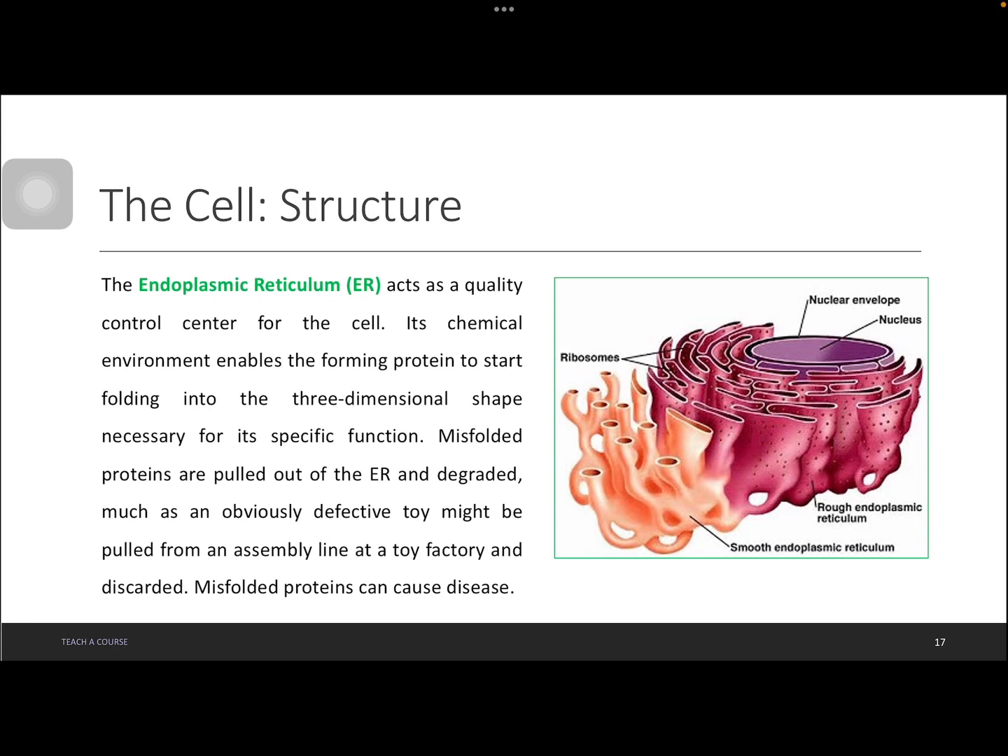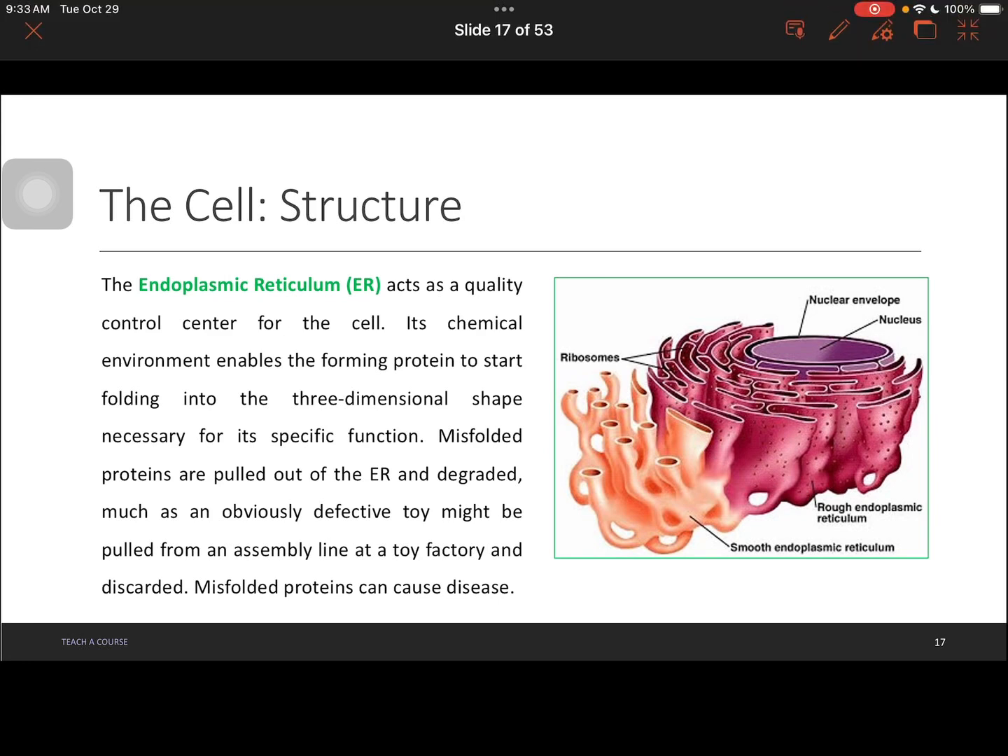Next is the endoplasmic reticulum. Now, this is what we call a quality control center. Kung sa mga factory, meron tayong mga QA, di ba? Mga quality assistants, mga quality checker na mga station, di ba? So, ito po ginagawa ni endoplasmic reticulum.